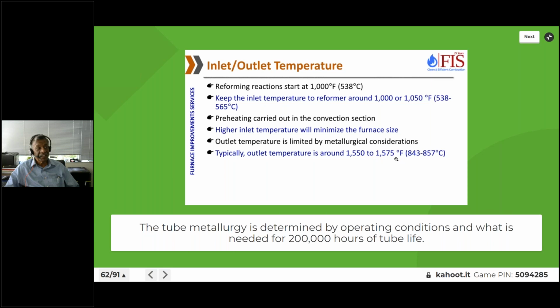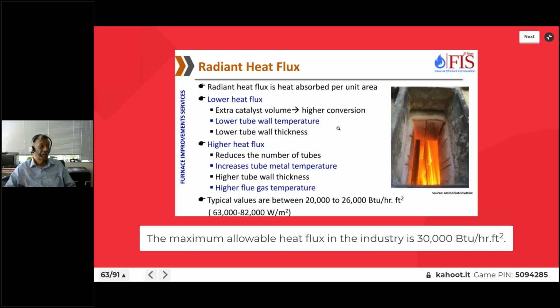And historically, these temperatures are decided based on the metallurgical limitations, actually. The good news is that a lot of development has taken place in the metallurgical industry, and we have lots of exotic alloys. 40 years ago, it used to be HK40, then we got HP modified, but now we have microalloys. So basically, if we can withstand higher temperature, we can go for higher outlet temperature. So it's basically thanks to the metallurgical engineers developing metallurgical alloys. So one of the important parameters is radiant heat flux.